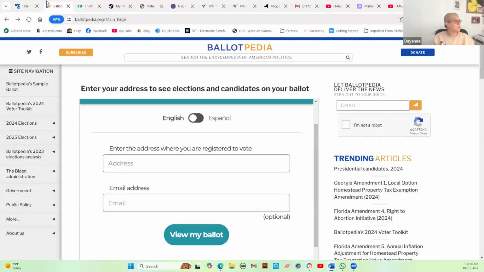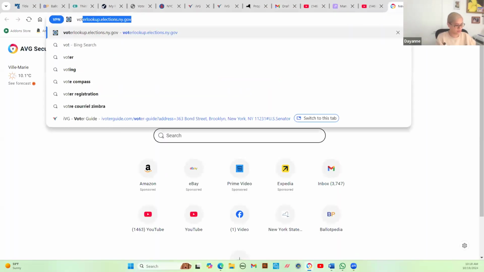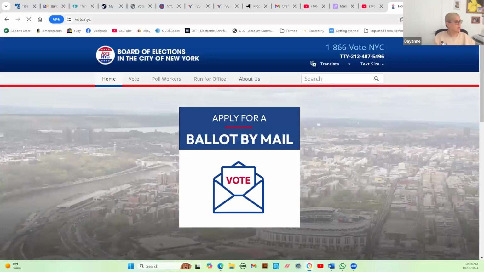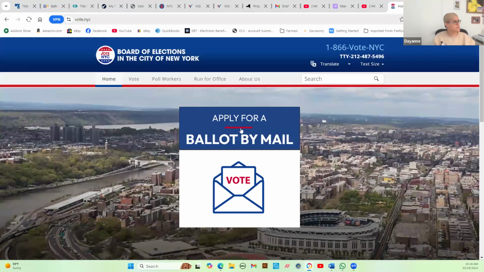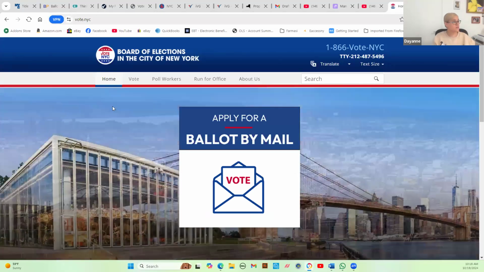How you know whether you're registered to vote is, you're going to go to the website vote.newyorkcity. That's where you're going to go, and you're going to check to see if you're registered to vote or not. So let's just go there. I'm going to show you very quickly and see what comes up. There we go. So New York City's election website automatically comes up, the Board of Elections of New York City.